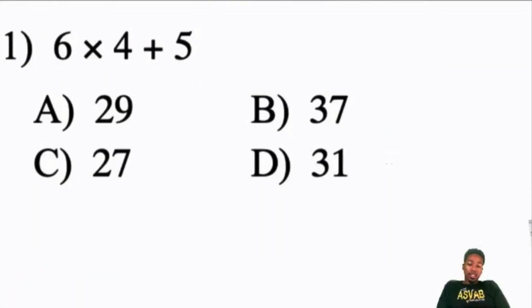Number one, when I'm looking at this, I'm saying 6, okay, multiply then add. So 24 and 5, 29, answer's A. There's number one. Number one is A.